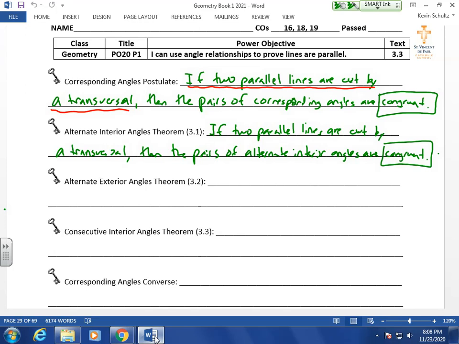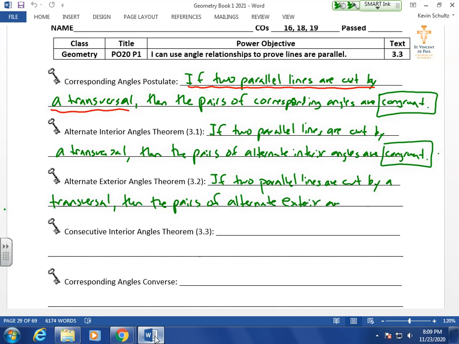The alternate exterior angles theorem. If two parallel lines are cut by a transversal, then the pairs of alternate exterior angles are congruent.